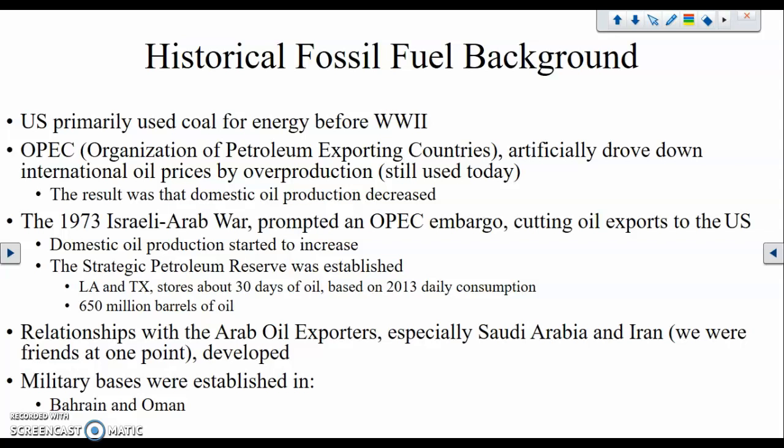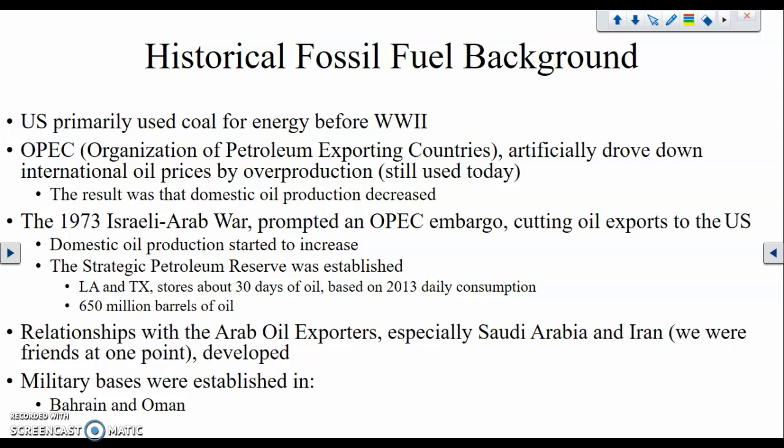Because of that, luckily for us, the United States said, okay, we cannot rely on the Middle East anymore for fossil fuels. So in this case, oil exploration and oil technologies, basically the drive for us to get our own oil, increased, and because of that, we have now become self-reliant on fossil fuel. In fact, we are now net exporters of fossil fuels.